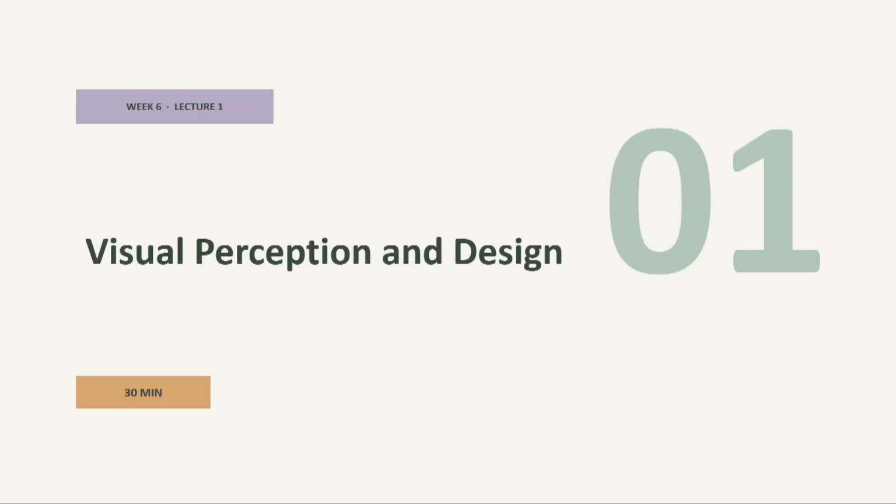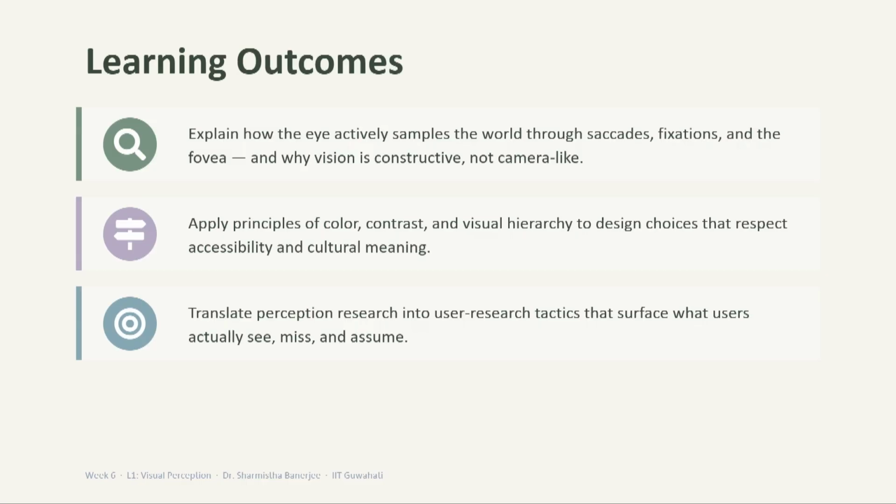Today we will be discussing perception, cognition and sensorial modalities in this particular week, and we will first start with visual perception and design. The key learning outcomes of this lecture: I will explain how the eye actively samples the world through saccades, fixations and the fovea, and why vision is constructive and not camera-like.